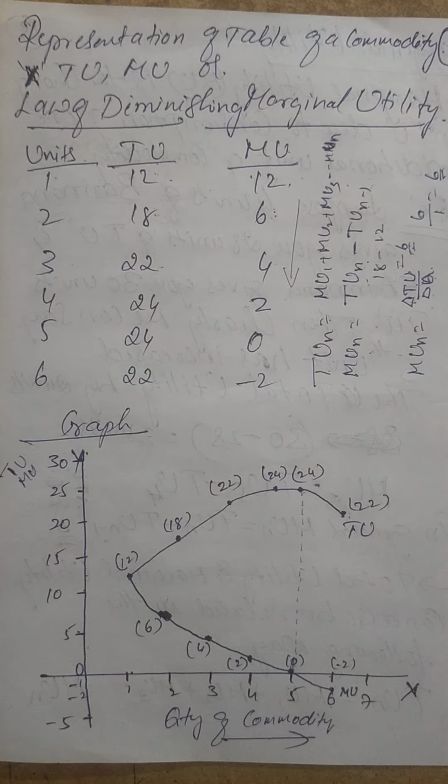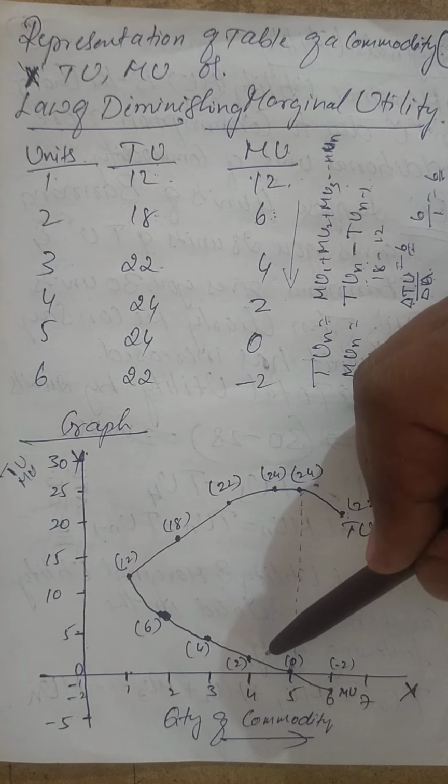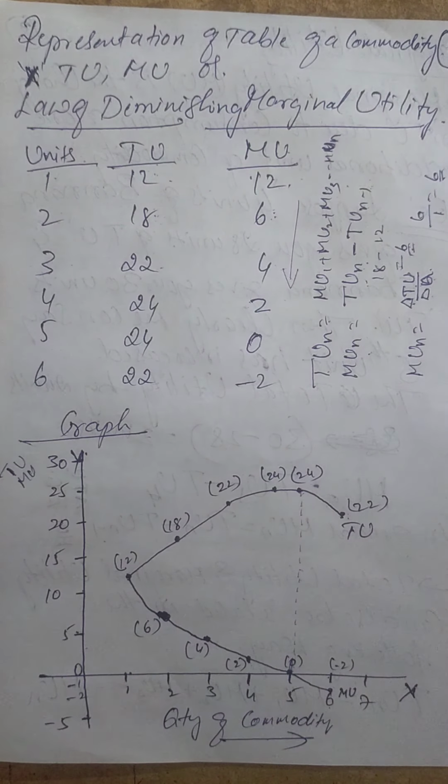After that, what happens? It moves on to the third unit, it is 4. Next it is 2. Later it is 0 and it is minus 2. That means what? Marginal utility decreases or diminishes as and when the commodity is consumed more.